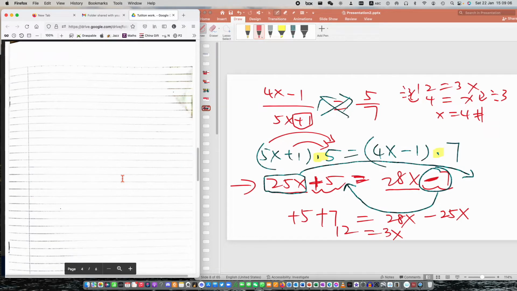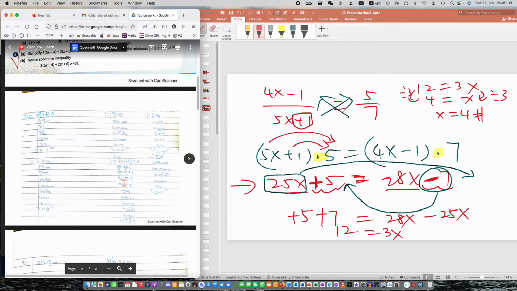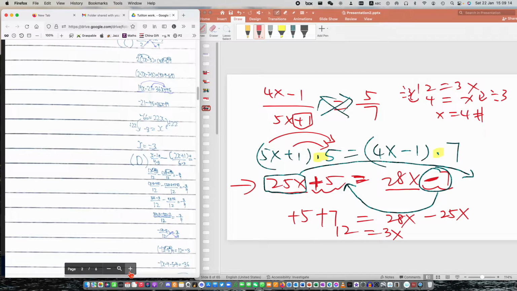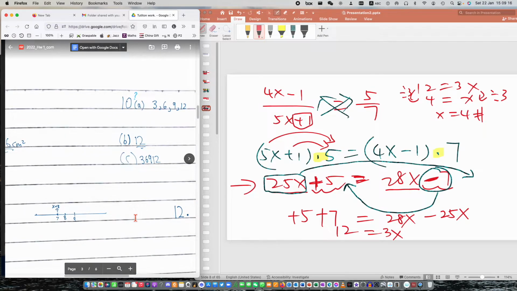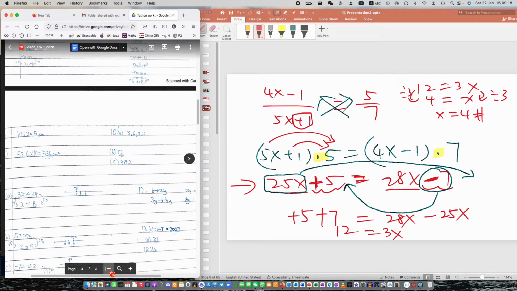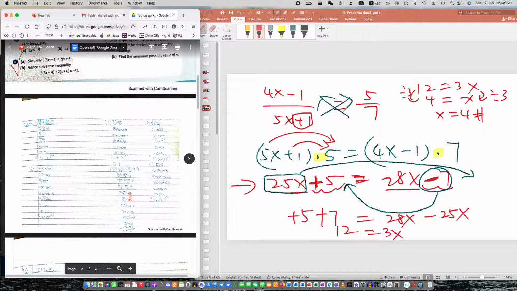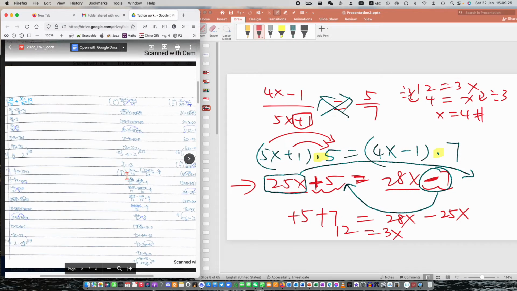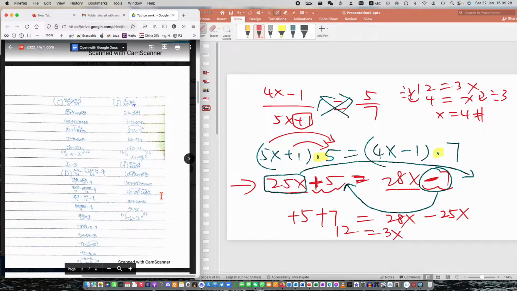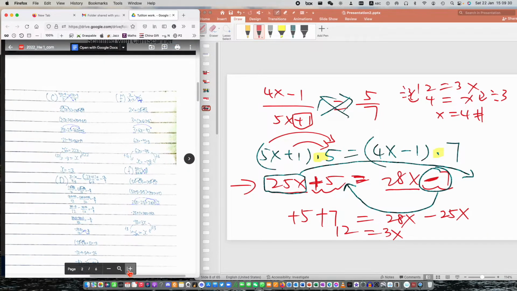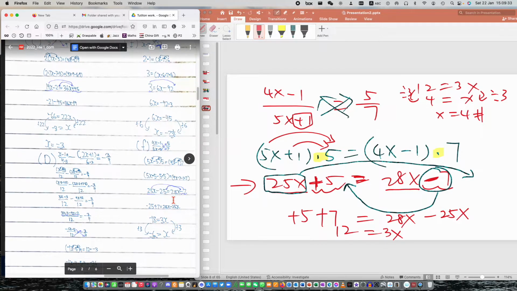So let me just zoom in a bit. So how come you copied the question wrongly? Okay, so basically you made a mistake here. You copied the question wrongly. It should be plus 1. I don't know why you got minus 5. Okay? Over here. Can you see?